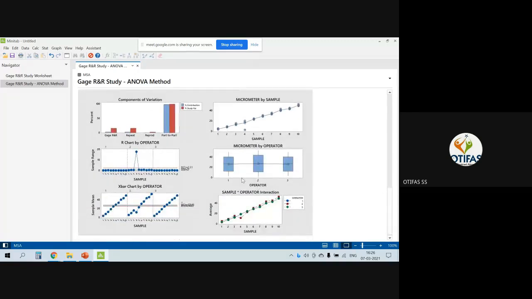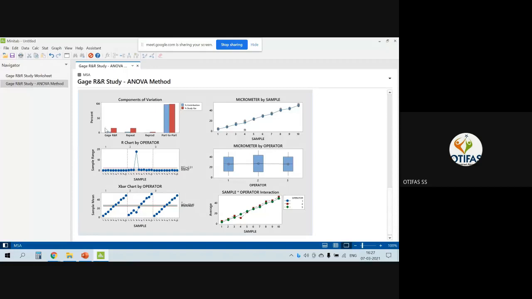See this graph, where the part-to-part variation is written. Most of the variation is due to what? 98% of the variation is due to part to part. This is not an issue at all, because every part is different, so you will get different measurements. Part-to-part variation is acceptable.